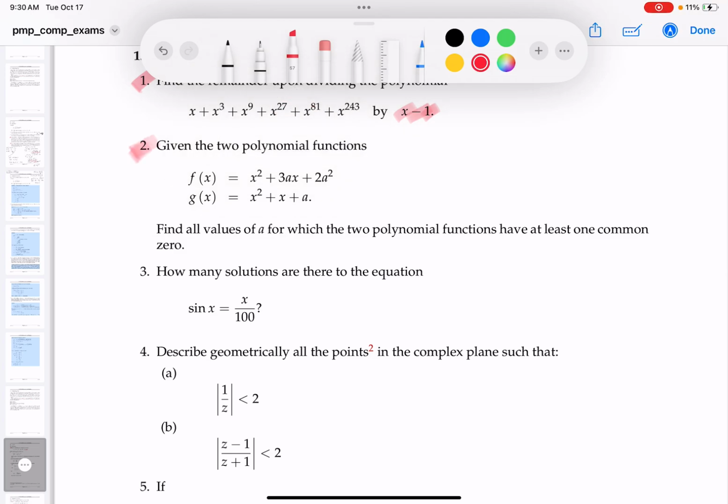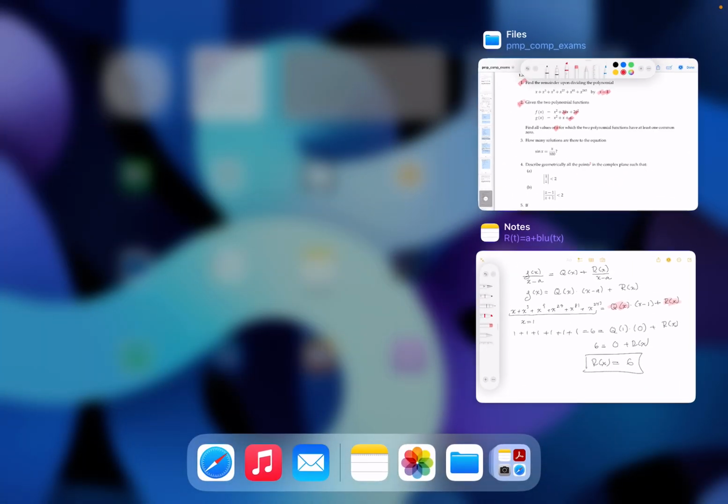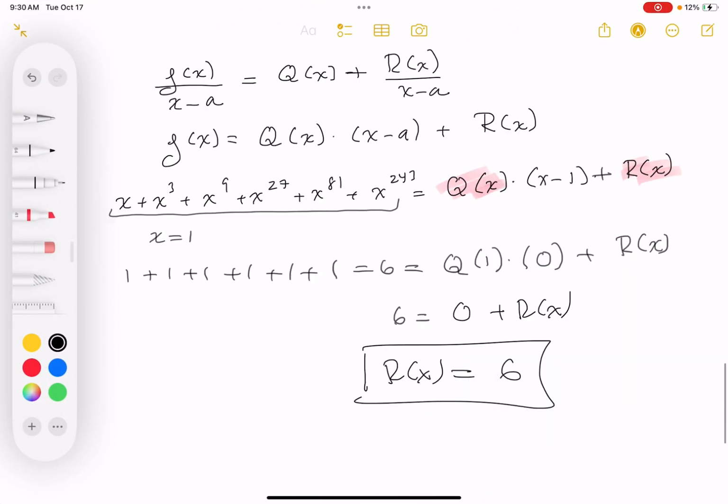Okay, our number two, and it says, given the two polynomials, I do see that they're both quadratic. It says find all the values for A. I do see A in the problem, by the way. It says find all the values for A for which the two polynomial functions have at least one common zero. That's a root, by the way. You're the whiteboard, and I'll make some attempt to do it at the whiteboard now, all right?